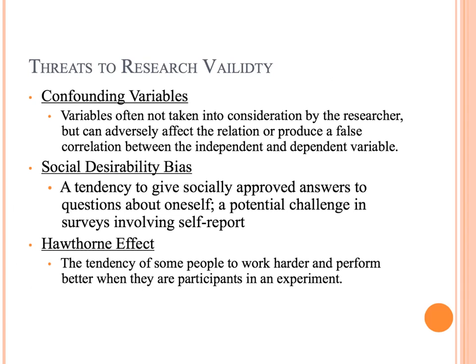Social desirability bias is another danger to the validity of research. However, it is more applicable to the survey, as it is a tendency to give socially approved answers to questions about oneself, a potential challenge in surveys involving self-reporting. All right. Another threat is the Hawthorne effect, which is the tendency of some people to work harder and perform better when they are participants in an experiment because they know they're in an experiment. So the presence of researchers arouses the subjects to alter their behavior, not the manipulation or independent variable itself. This term actually derived from an experiment at the Hawthorne Electrical Works plant in Chicago.